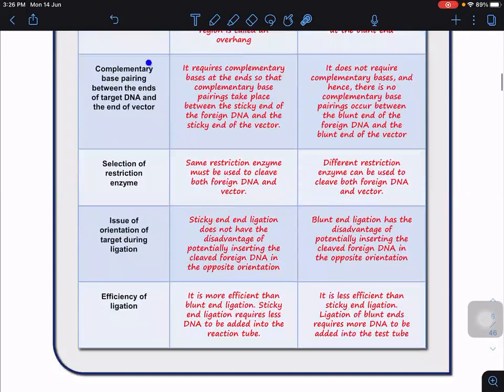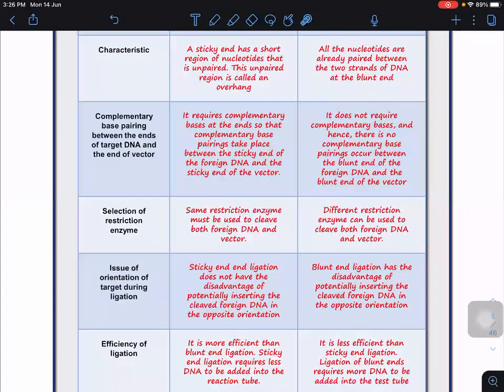So in this case, complementary base pairing between the end of the target DNA and the end of the vector. It requires complementary bases at the end so that complementary base pairing takes place between the sticky ends of the foreign DNA and the sticky end of the vector. In this case, it does not require. It does not require.